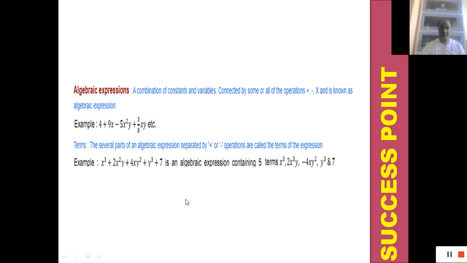Here we can see an algebraic expression which has 5 terms: first term, second term, third term, fourth term, and fifth term. Here the fifth term is the constant term and the others are a combination of variables and constants. Hence an algebraic expression contains more than 1, 2, 3 or 4 terms.